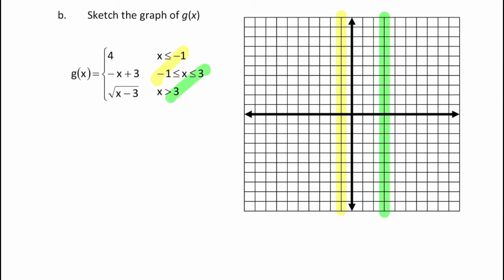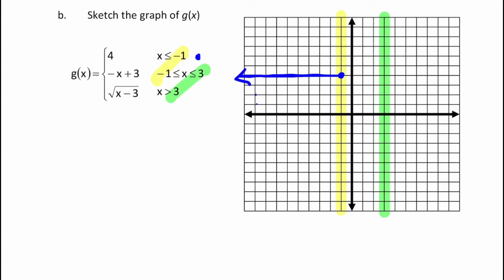So this one here, pretty straightforward. It's a constant when x is less than or equal to -1. So it's going to come from the left. It's going to end at a closed circle. All right, so x equals 4. Or sorry, y equals 4, 1, 2, 3, 4. It's going to stop right here with a closed circle.